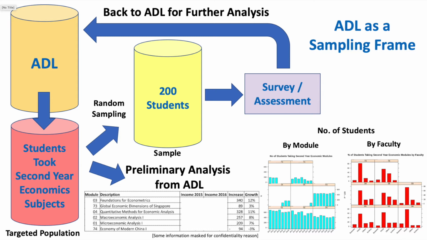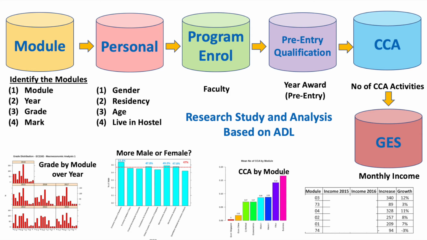There's a growth in the income, even though it's different cohorts, but we can actually measure whether the growth for this module is compared to other modules for comparison. So, let's say the Foundation for Econometrics, those that are taking this module, in fact, there's a 12% growth compared for these two cohorts that graduated in 2015 and 2016. While in comparison to those students that are taking Economics of Modern China 1, in fact there's a decrease in 3%. Right?